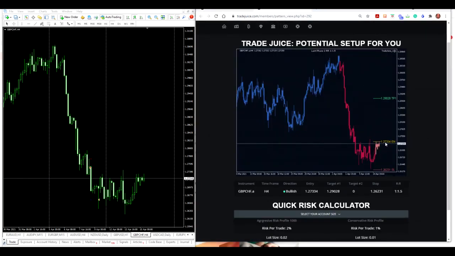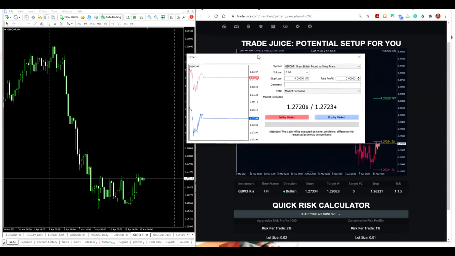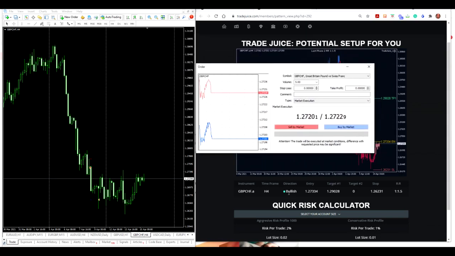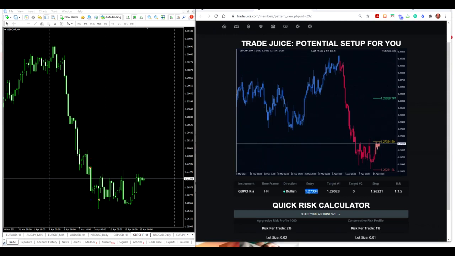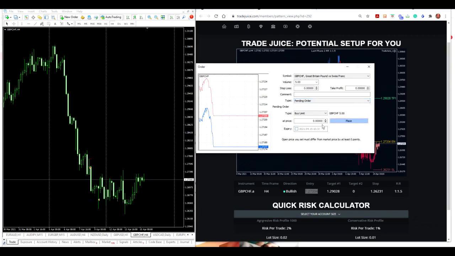It looks identical to mine. That's where the entry point should be. The take profit target is there, and the stop loss down here. So all I need to do to enter this trade is to open up the charts and then look to see where it tells me to enter. So I'm going to enter there and set a pending order. This is bullish, so I'm going to set a buy stop.